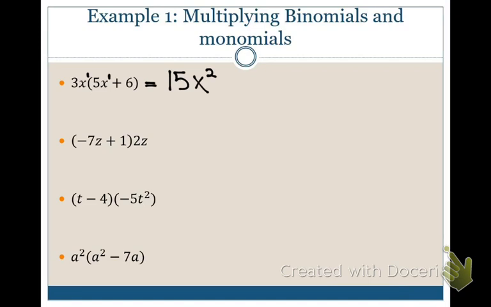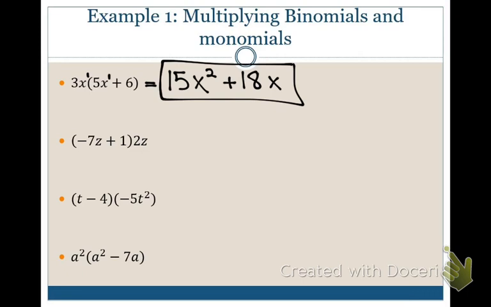So what's 3x times 6? 18x. And that's it. It's in standard form, descending order, everything's simplified, and I'm good. Okay? So let's go ahead and try the second one now.